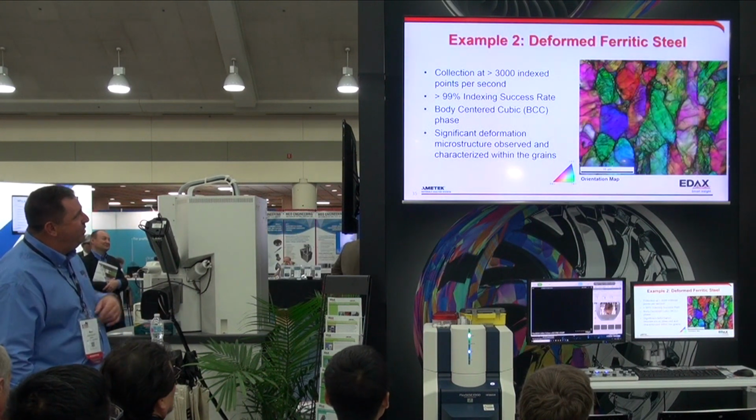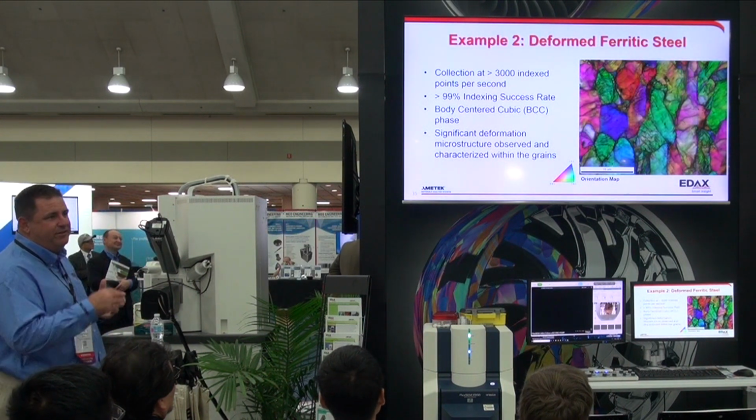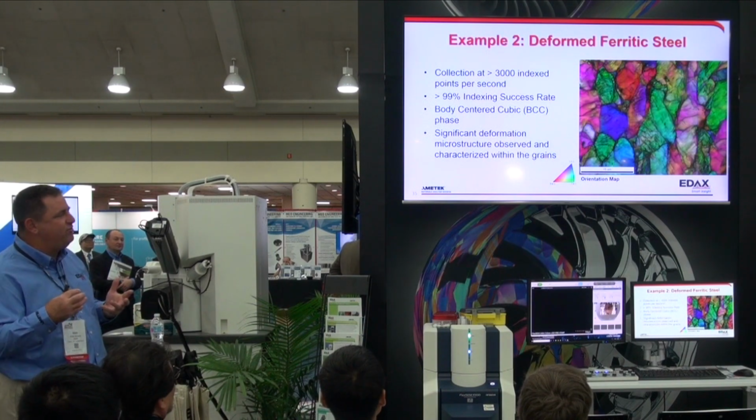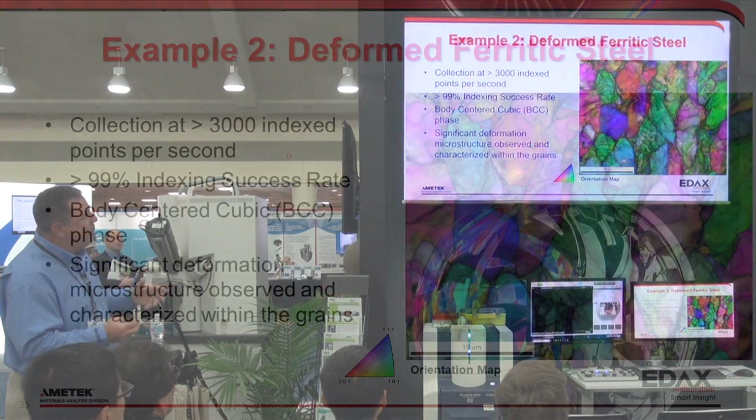So taking that a little bit further, this is a deformed ferritic steel. This is a BCC, body-centered cubic structure. The deformation is a little bit different, with more deformation present.